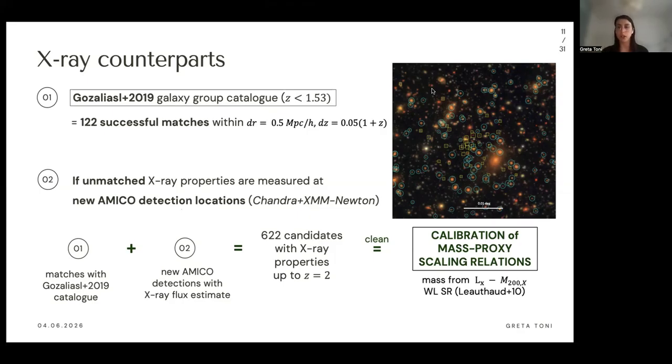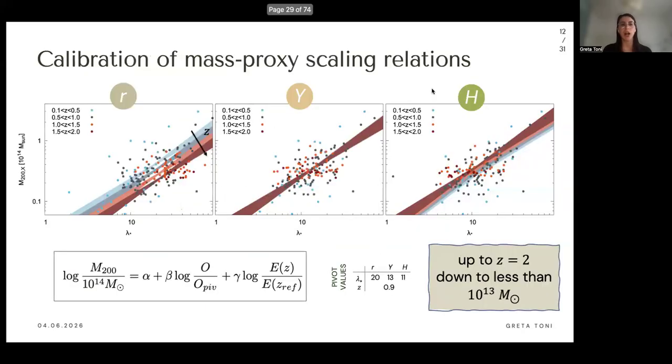Once we had cleaned this group catalog, we were able to calibrate the scaling relation between the total mass coming from the X-rays and the proxies of mass that we can retrieve from AMICO. You can see here an example: on the y-axis, the total mass from the X-rays; on the x-axis, lambda star, which we mentioned before, the intrinsic richness, a proxy of mass coming directly from AMICO. We fitted the scaling relation with a redshift-dependent term, up to redshift 2 and down to less than 10 to the 13 solar masses. So we are in the group regime.